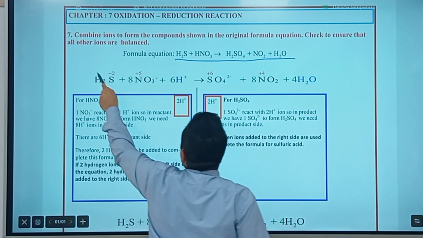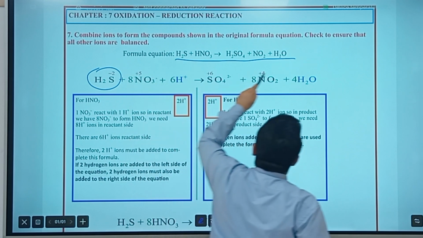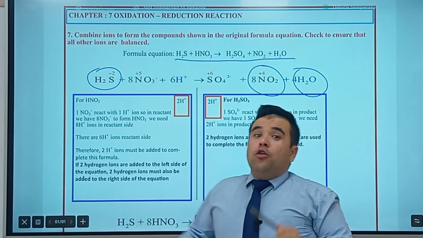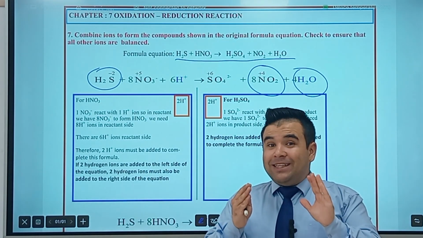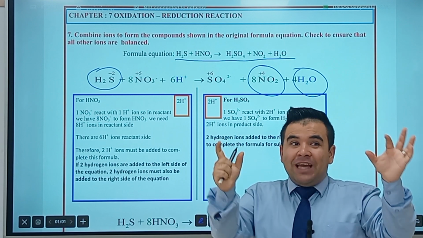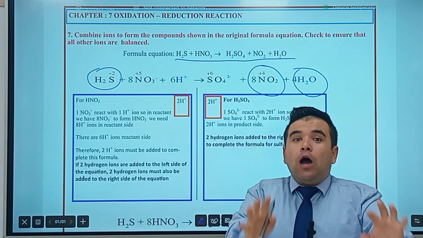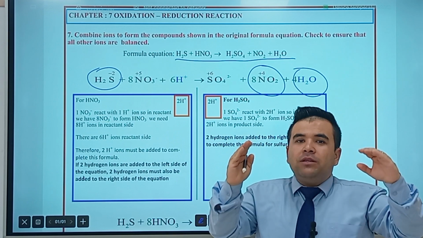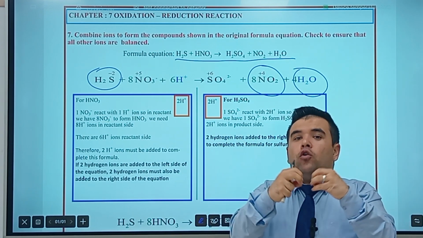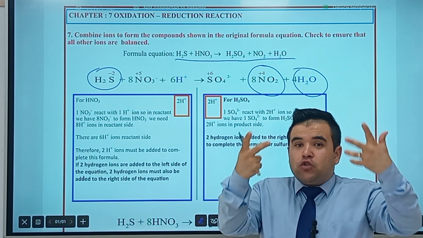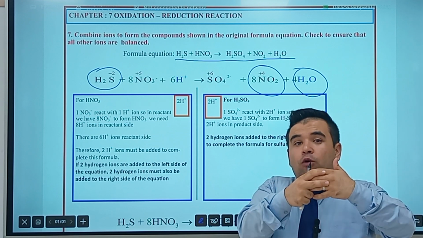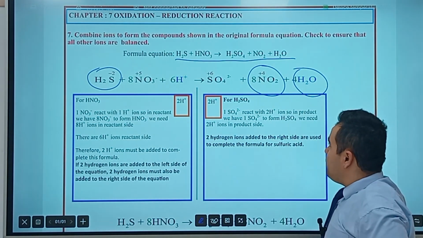H2S is H2S. So here we have got H2S, H2O, and NO2, 8 NO2. Those species which we did not dissociate or ionize into ions, we write down the same without adding any amount. But we will combine those ions which we ionized or dissociated, and if there is a lacking of one of them, we add the amounts.